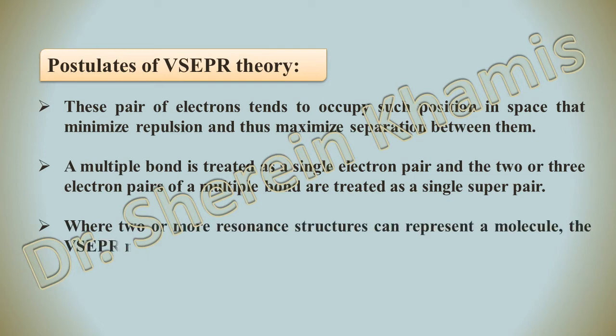Where there are two or more resonance structures, resonance means that the electrons move and can represent a molecule. The VSEPR model is applicable to any such structure. Any structure that has electrons can be accepted for applying VSEPR theory to it.